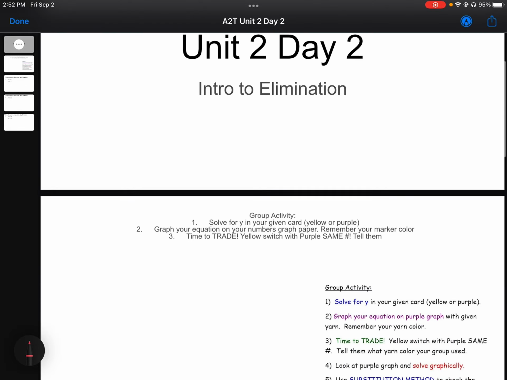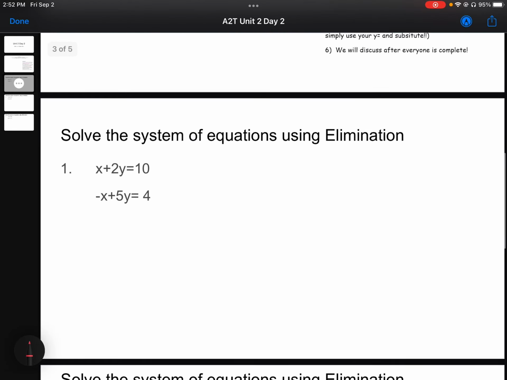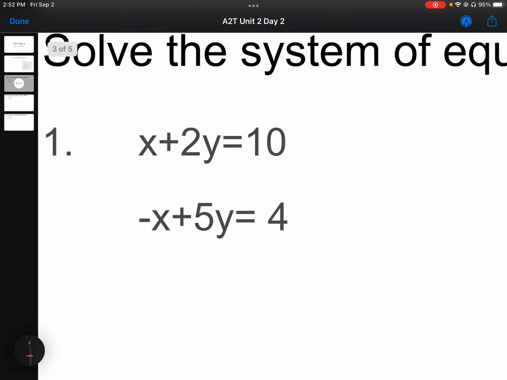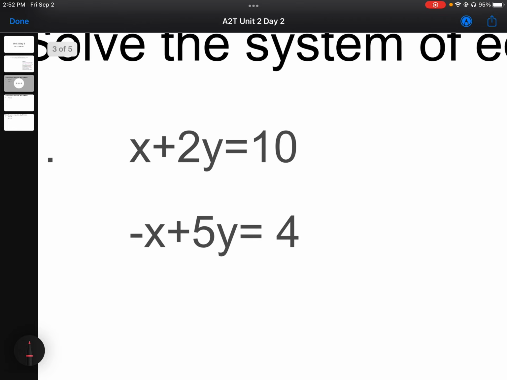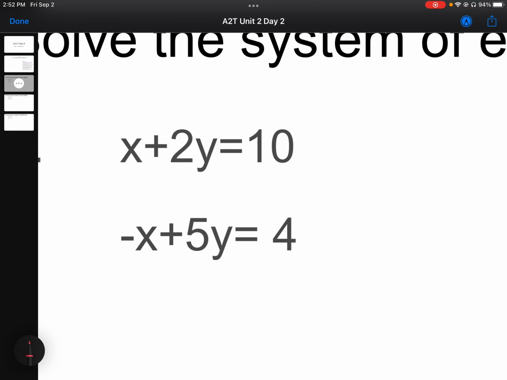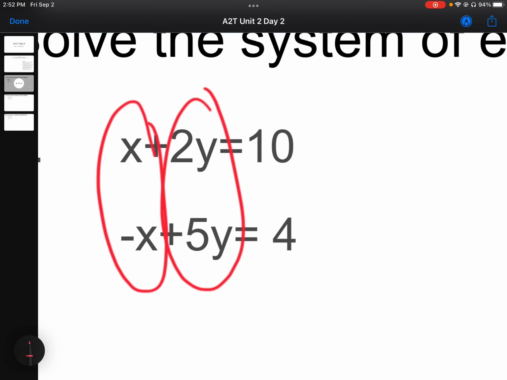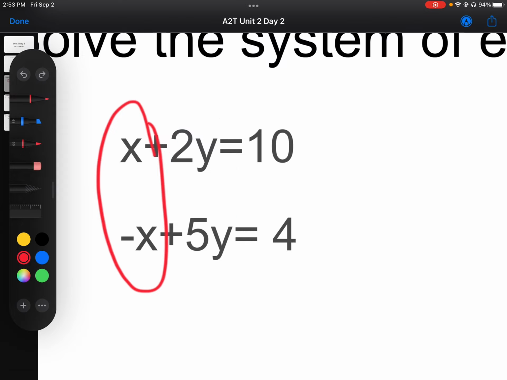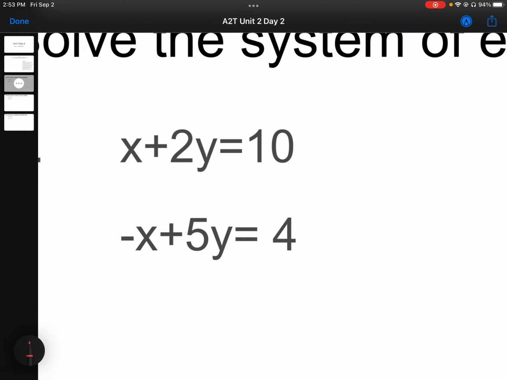Solving a system of equations by elimination. When we use the elimination method, we want to make sure that both equations are in standard form. So your x's are stacked, your y's are stacked, equals your constants. Okay, we're going to use the addition method.